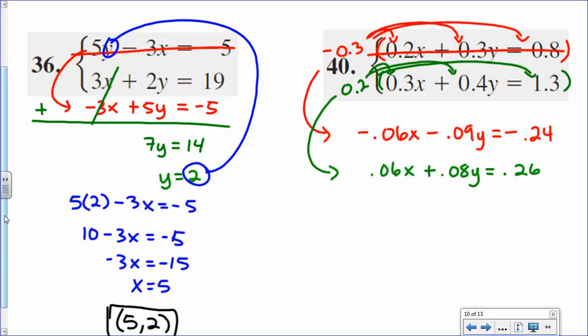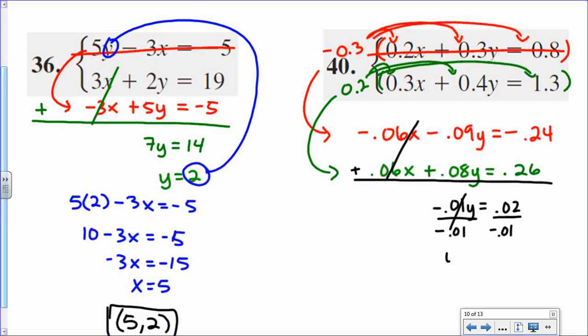You can check your work in the calculator. I did just do this problem last hour. So that's negative 0.01y equals 0.02. Divide, and we should get y equals negative 2. Plug that back in for y. Again, I like to go to the original.